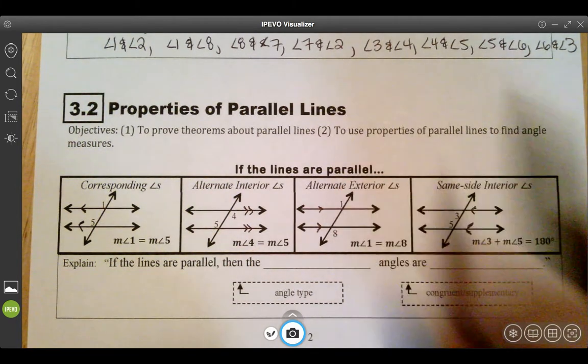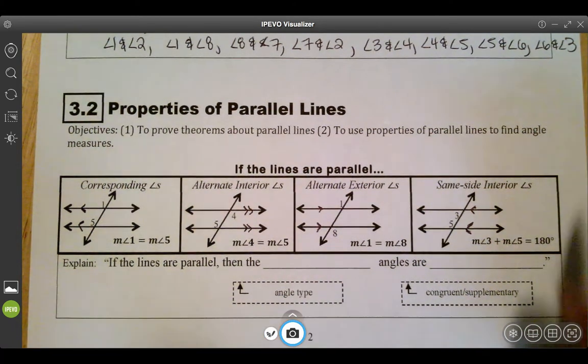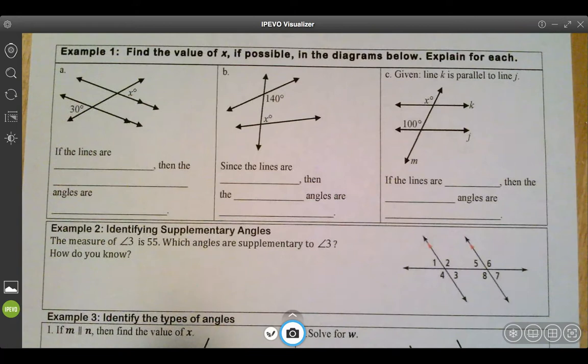Alternate exterior angles are also congruent. Same side interior, or remember we could call this consecutive interior angles, are supplementary. And we already know that vertical angles are congruent and linear pairs are supplementary. So let's take a look at the practice problems.